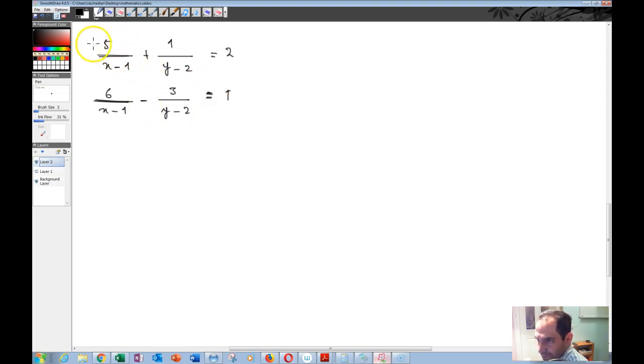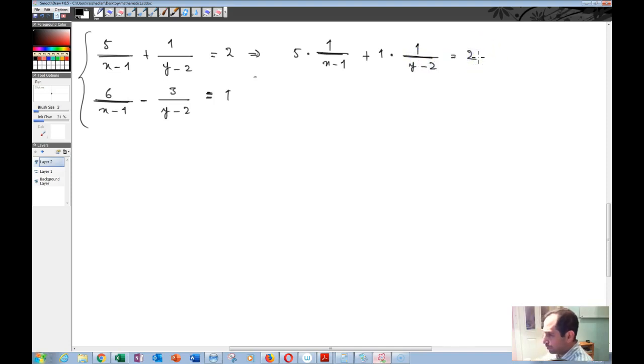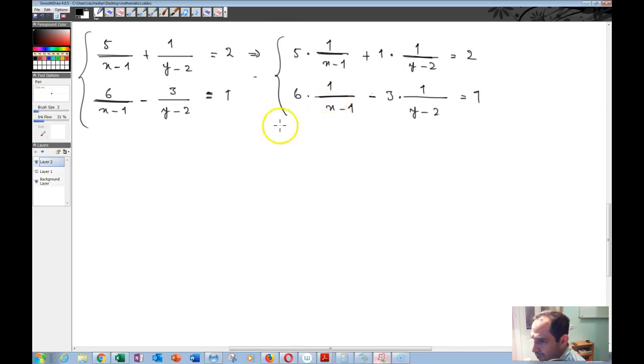So what you can do is write these two equations as, for example, 5 times 1 over x minus 1 plus 1 times 1 over y minus 2, and that's equal to 2. Okay, and then you can write this other one as 6 times 1 over x minus 1 minus 3 times 1 over y minus 2 is equal to 1. Now you can substitute.